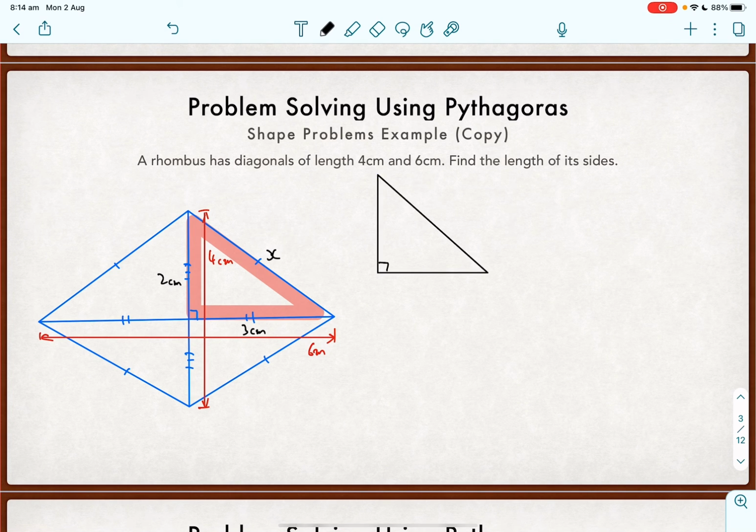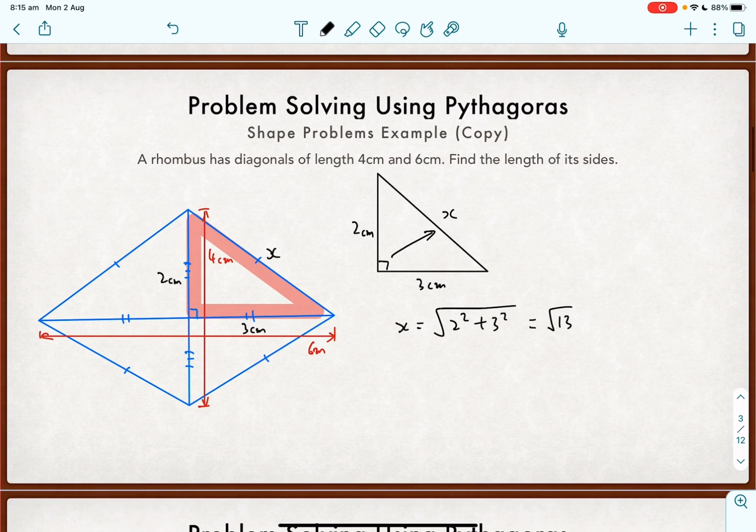Okay, so this is a right angle triangle. This is 2 centimeters, 3 centimeters, x. You don't necessarily need to draw the diagram, but I'd recommend it because that shows your thought process. Again, this one's unknown, so we're adding. So x equals the square root of 2 squared plus 3 squared. So 4 plus 9, square root of 13.